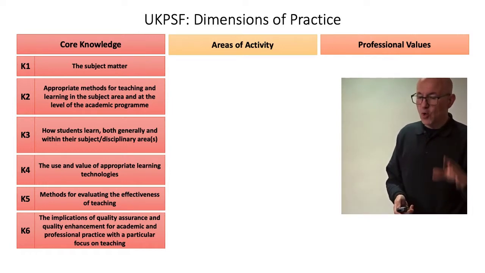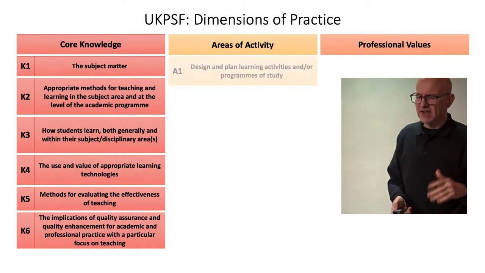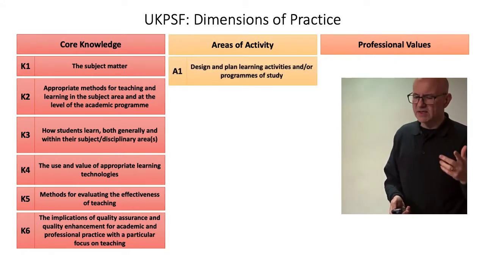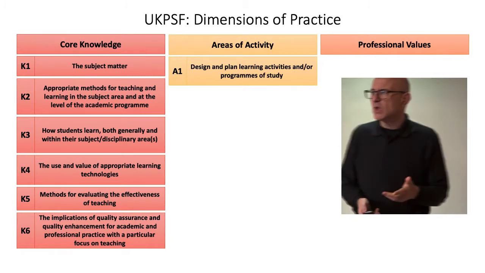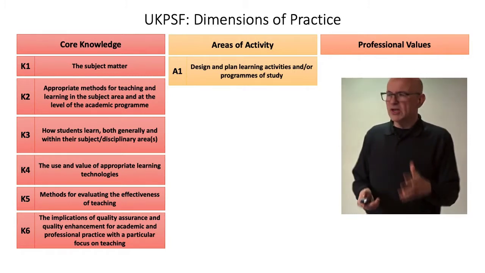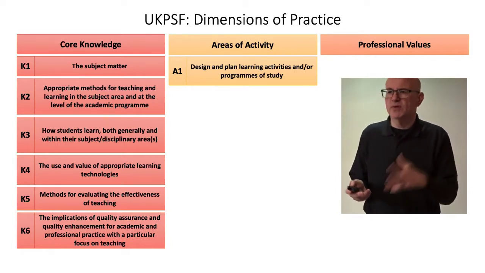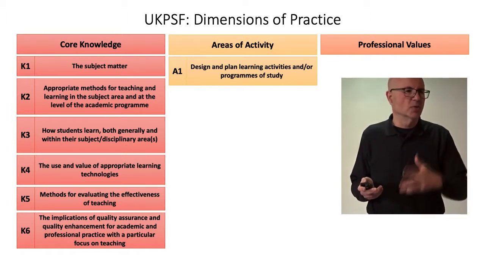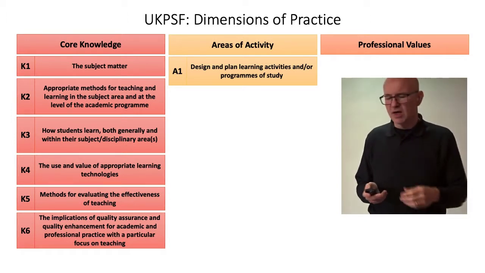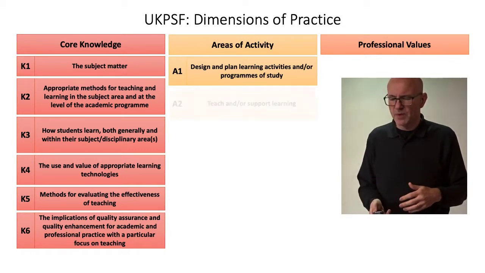So those are the core knowledge components. There are then a number of areas of activity. So A1 is design, plan, learning activities and or programs of study. Now, the learning activities means that essentially you might literally only be responsible for half a module or for 2 weeks in a module. You may be part-time, you may be an occasional, you may be a guest lecturer. You can still meet that criteria. You don't have to be designing an entire module or program.